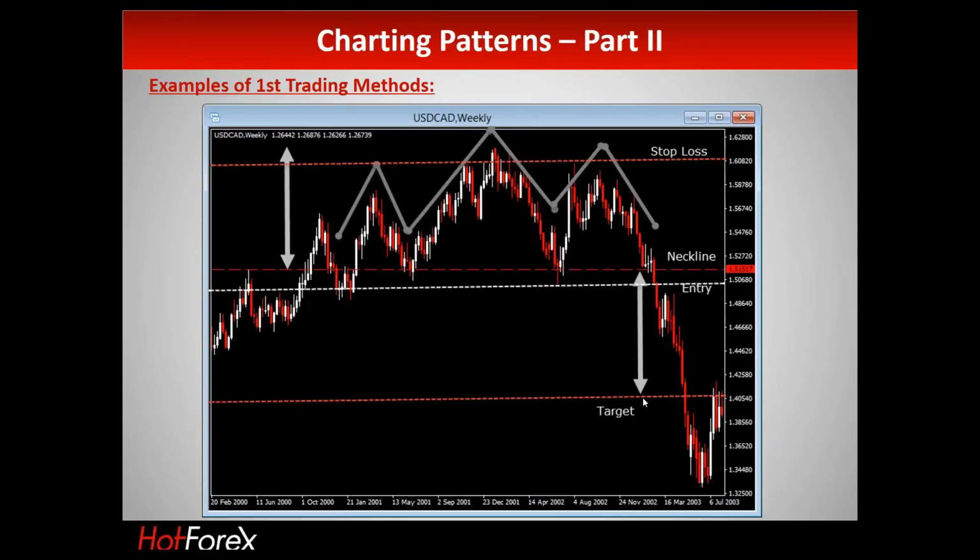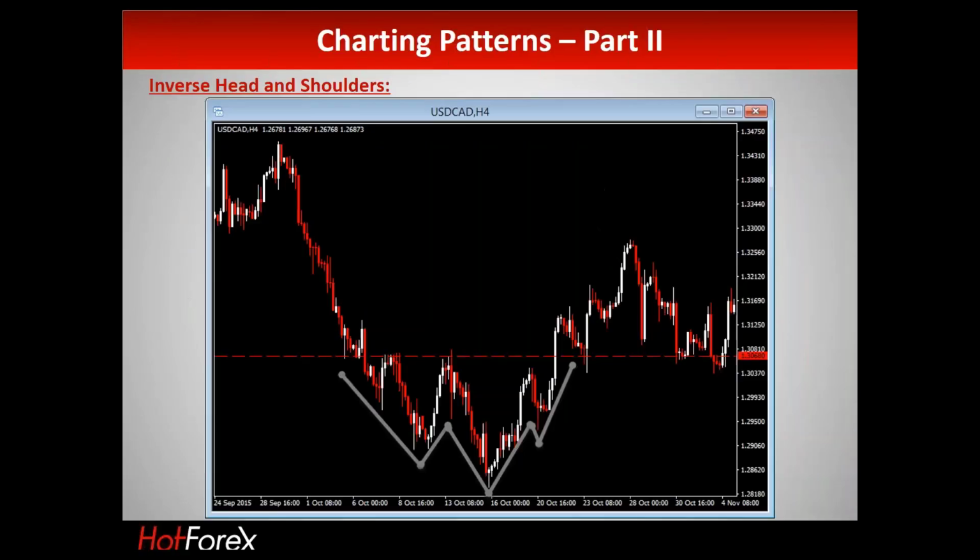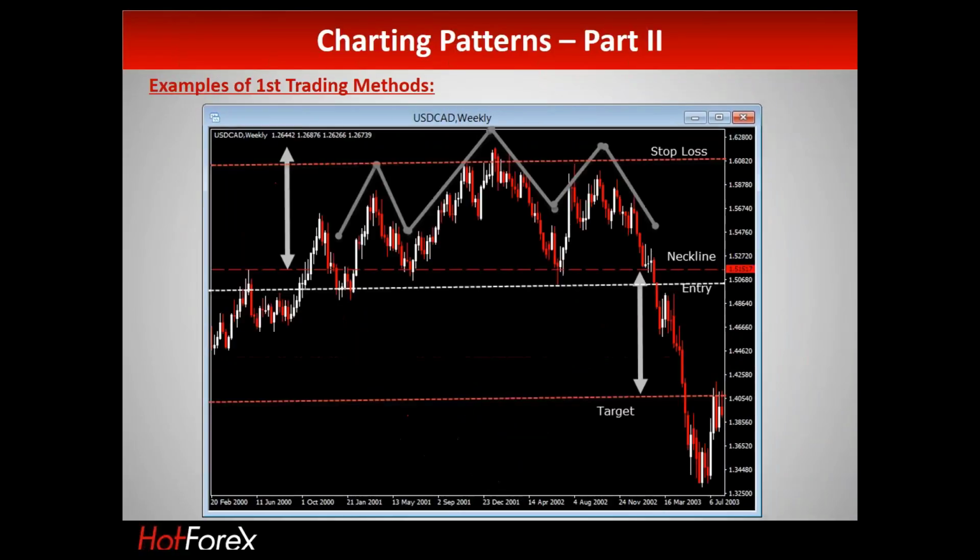So let's go to the two trading methods, the same thing as we did with double tops and double bottoms. The first trading method is once you identify the head and shoulders, not an inverse one, the standard one. In this example of the standard one, I could set my neckline here, which was the lowest price. However, to be honest, I set the neckline over here because it was hit many times and it was a strong support level.